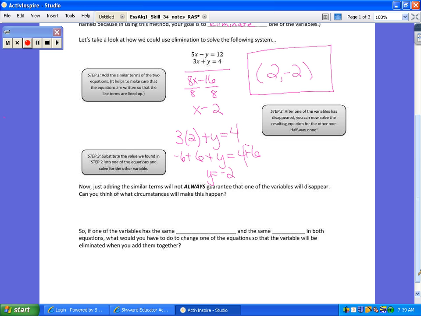Now, just adding the terms will not always guarantee that one of the variables will disappear. Can you think of circumstances that would make this happen? If one of the variables has the same coefficient and the same sign in both equations, what would we have to do to change one of the equations so that the variables would be eliminated when you add them together? Let's take a look.